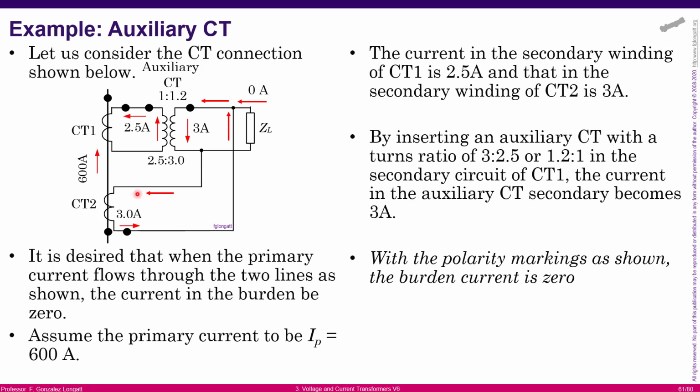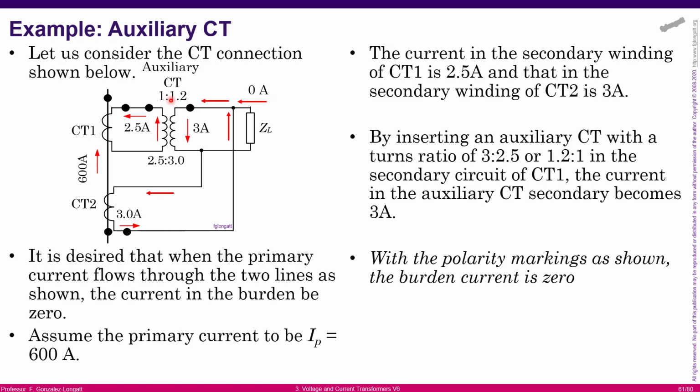In this case, the secondary current from CT2 must be 3 amps, but also the current in this branch, I mean the secondary current of CT1, should be 3. But because the current is 2.5, we can use an auxiliary transformer in order to make the current equal to 3 amps, and then the burden current is 0. Here we are using an auxiliary current transformer with transformer ratio 3 to 2.5, and the idea is to match currents on the secondary. This is one of the applications that we can find for auxiliary current transformer.